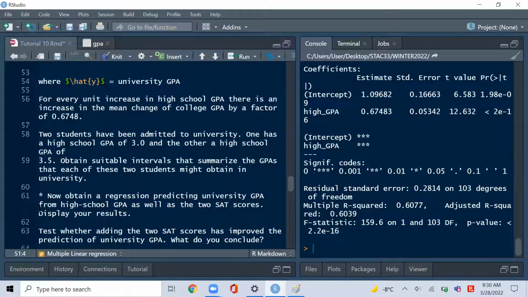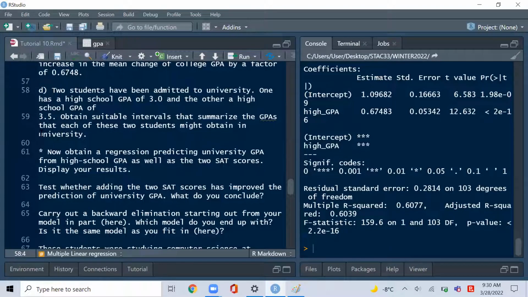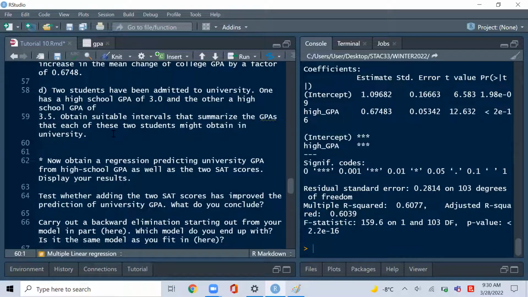So two students, I think this is part D. It says two students have been admitted to university. One has a high school GPA of 3.0 and the other has a GPA of 3.5. Obtain suitable intervals that summarize the GPAs each of these students might obtain in university. So this is actually telling you to find a confidence interval.